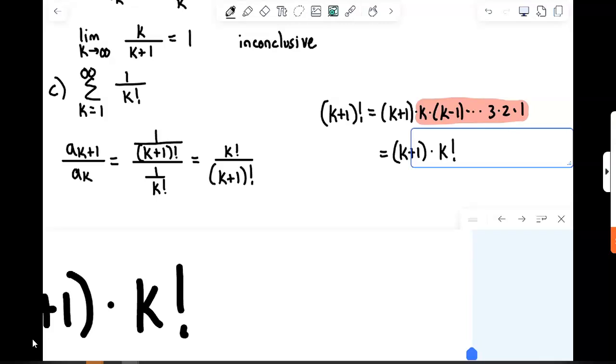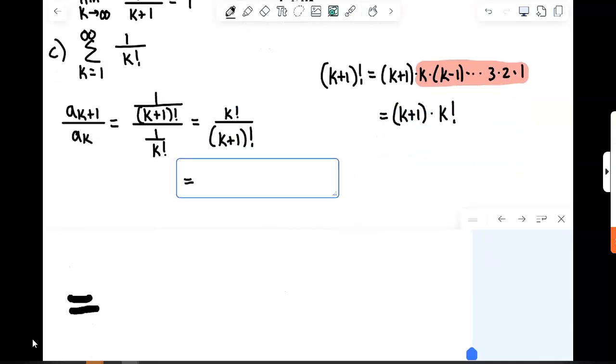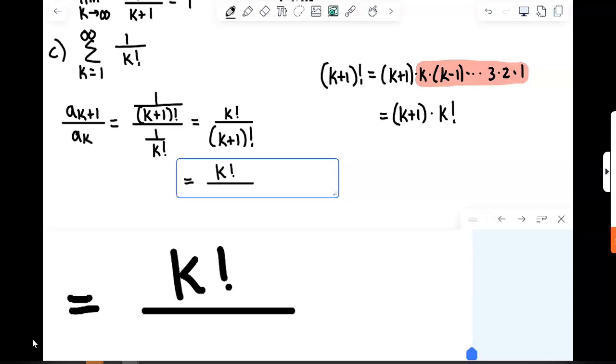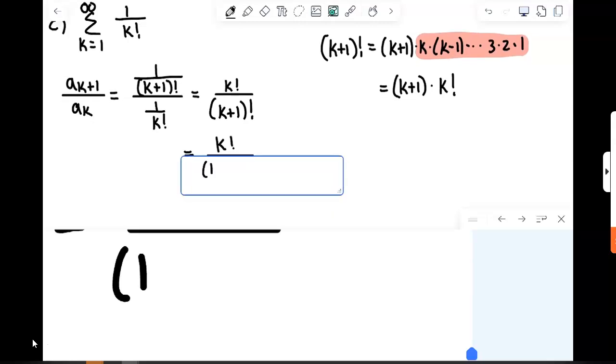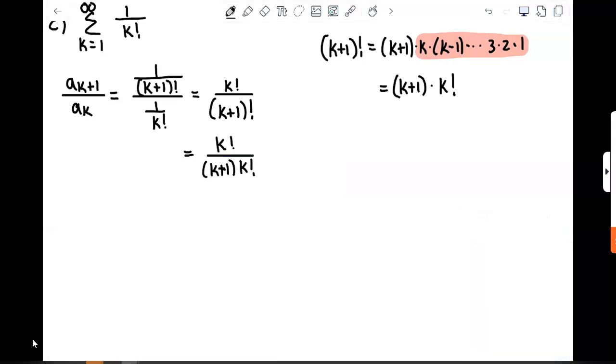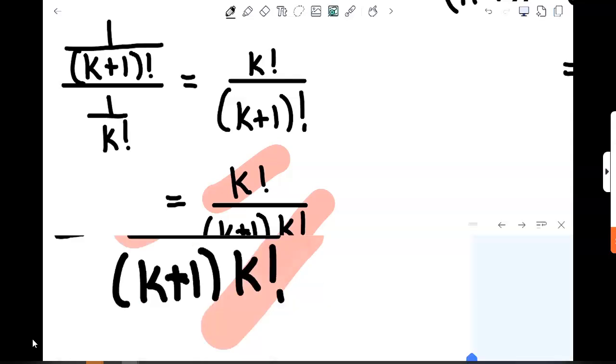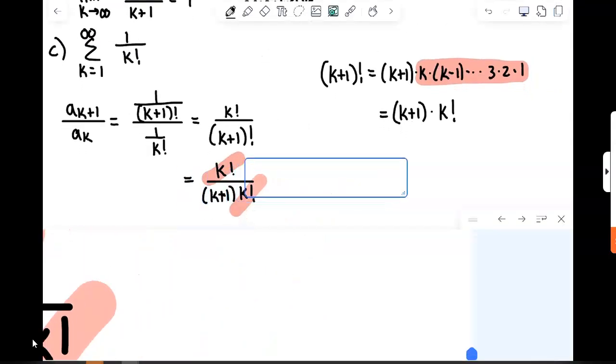So this is a common thing with factorial arithmetic, that we can strip off a piece, and that's advantageous here because the top is k factorial, the bottom is going to be (k plus 1) times k factorial. And so what we're able to do is cancel out those k factorials, and we're left with just 1 over (k plus 1).